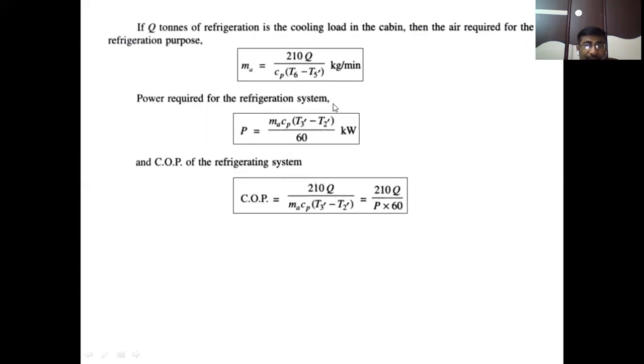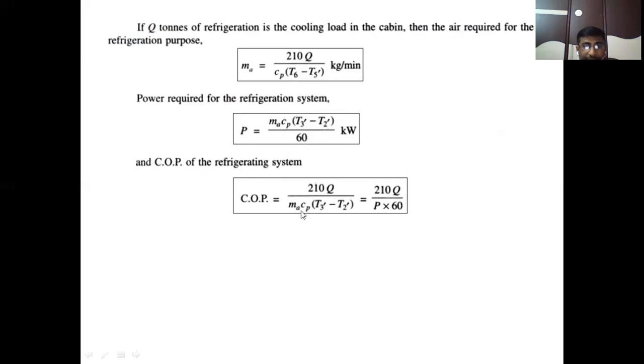And for the power required for the refrigeration system, we know that the work required during the compression process is MA into Cp into (T3 dash minus T2 dash). It is in kilojoules per minute; divided by 60, we get kilowatts. This is the power required to produce Q tons of refrigeration. And COP is the refrigeration effect divided by the power required. Refrigeration effect is Q into 210, and power required is MA into Cp into (T3 dash minus T2 dash) divided by 60.